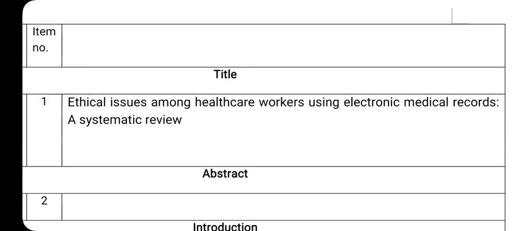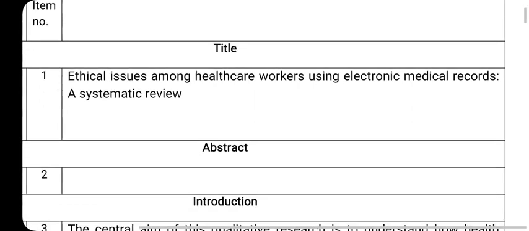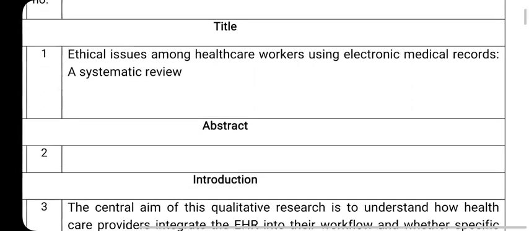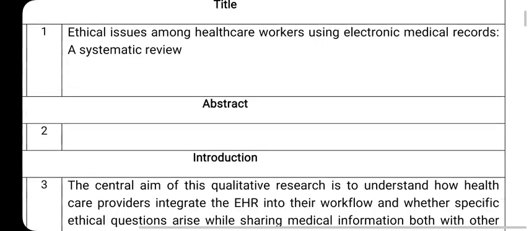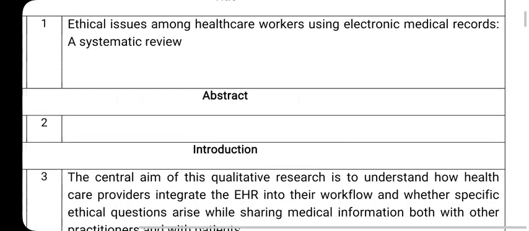And I have kept PICO criteria in my mind, although it is for the interventional and the randomized controlled trial studies, but I have kept it in mind to identify the population. The outcome is the ethical issues, and I have kept electronic medical records as the point of intervention, although it's not a proper intervention. The second point in the Prisma sheet is the abstract.